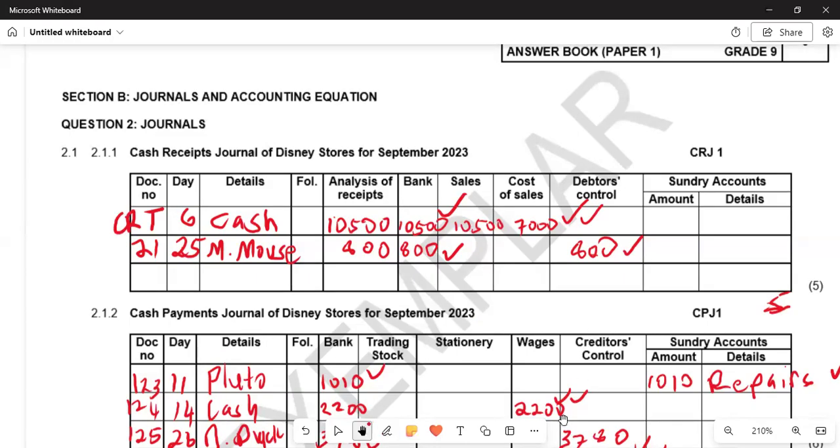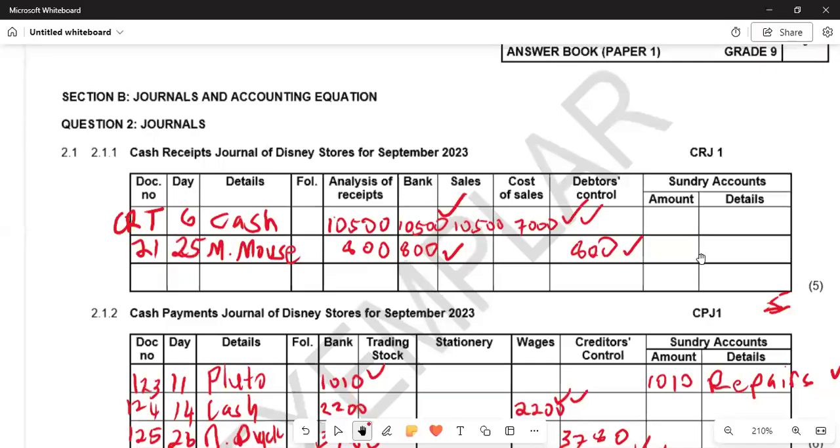Also, we have Folio. Even though you're not going to work on it, Folio is just a reference or page number where a transaction is recorded.